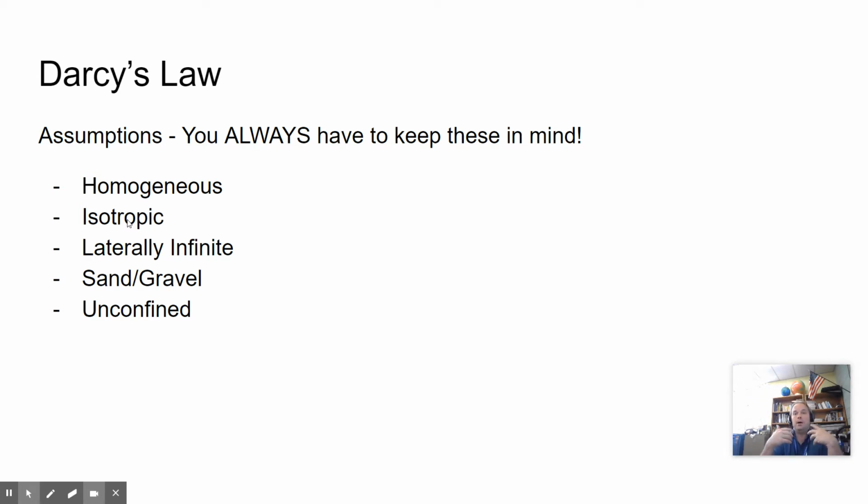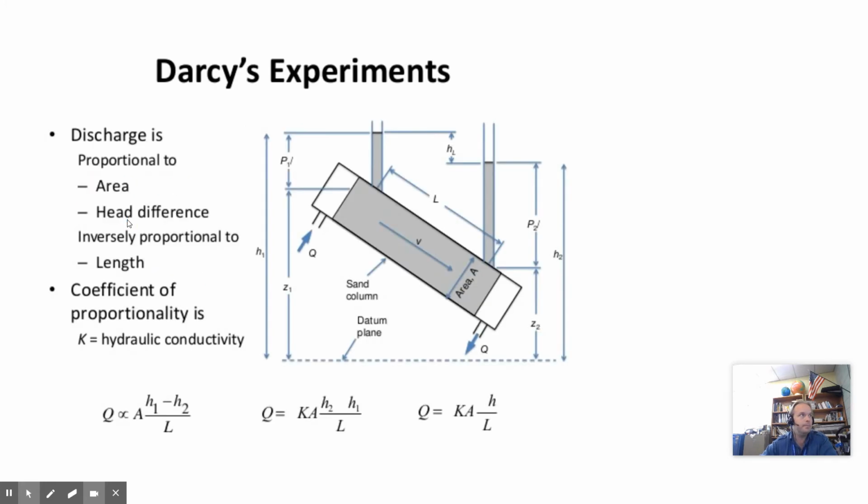Darcy's law presents us with a model. Models are always wrong, but sometimes they're useful. And this is one of those useful ones, so that's why we talk about it.